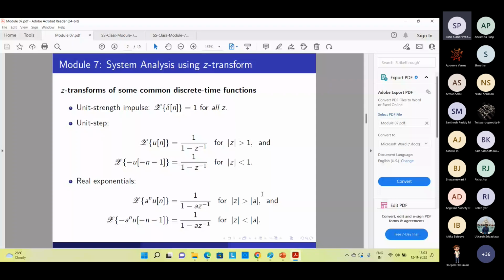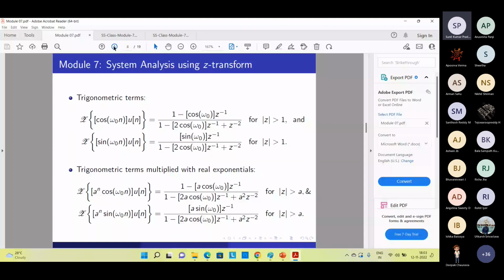Similarly, cos omega naught n u of n. What is the Z transform? It is 1 minus cos omega naught z inverse divided by 1 minus 2 cos omega naught z inverse plus z inverse square. And what is the region of convergence? Mod z greater than 1. Similarly, for sine omega naught n u of n, it will be sine omega naught z inverse divided by 1 minus 2 cos omega naught z inverse plus z inverse square, for mod z greater than 1. So these are the trigonometric terms, with the corresponding Z transform and the region of convergence associated with them.